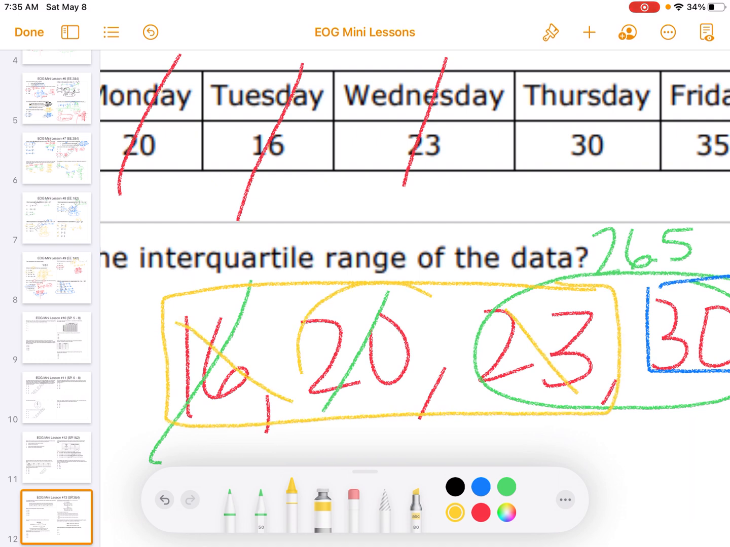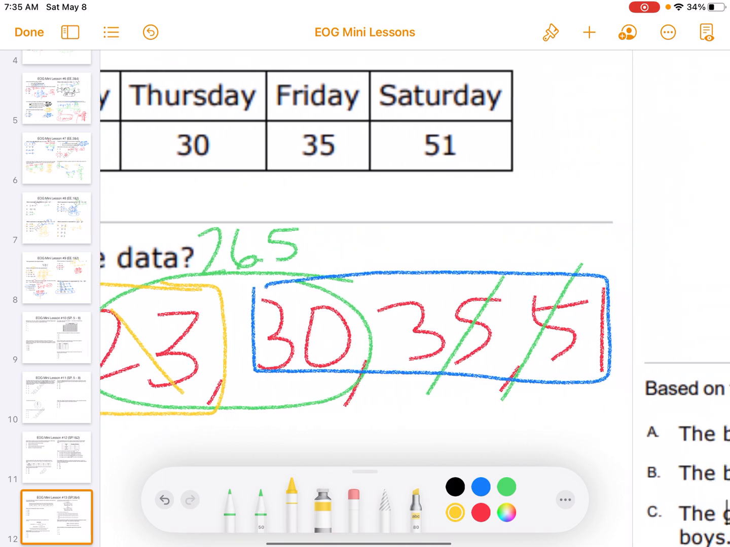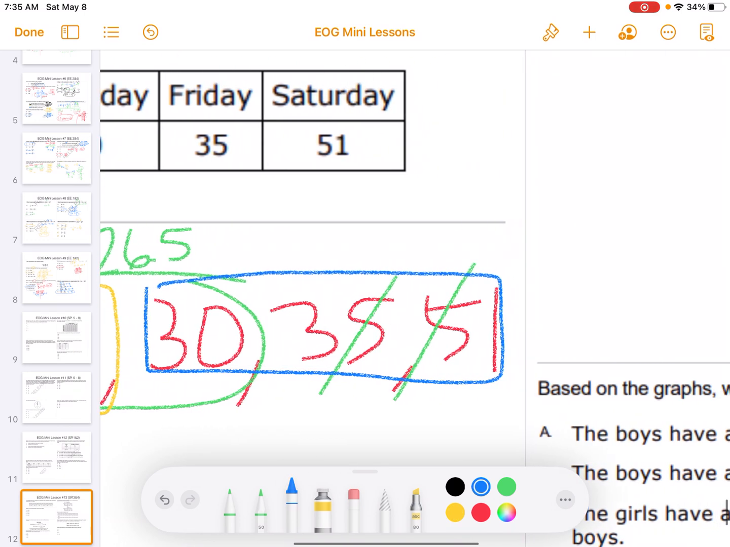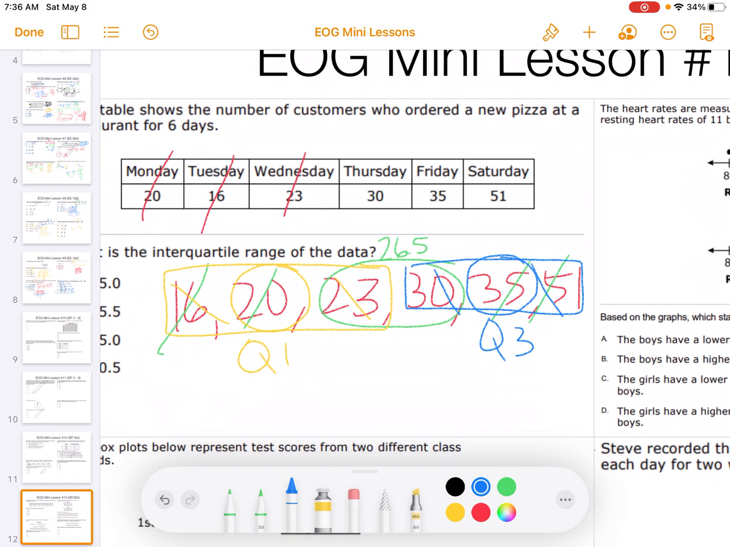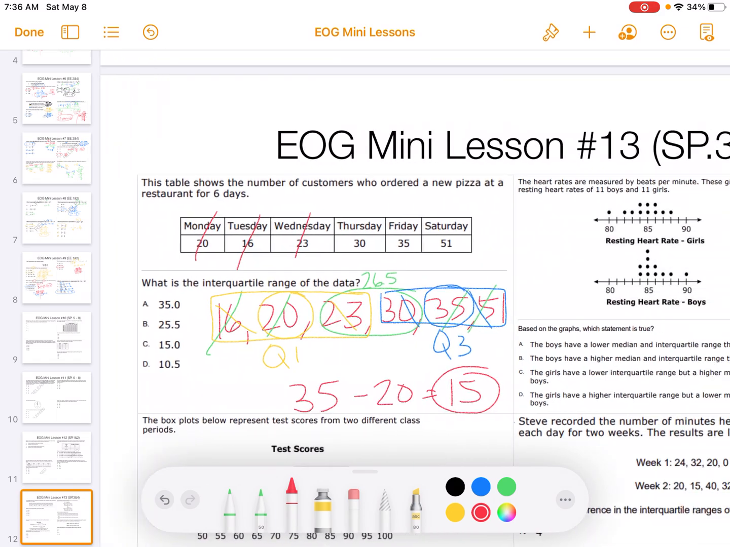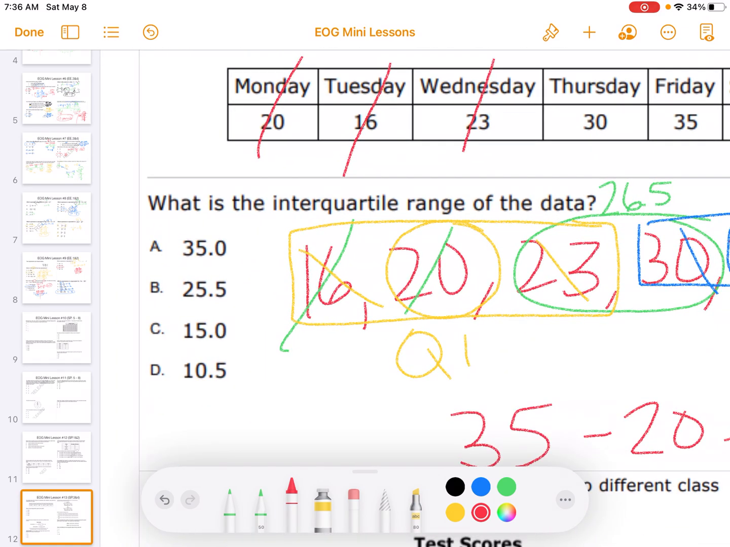So I find the median of the lower half, and I find the median of the upper half. So I have quartile 1, and I have quartile 3. So then to find the interquartile range, I'm going to subtract them. So I have 35 minus 20, and I get 15. So my answer should have been C.